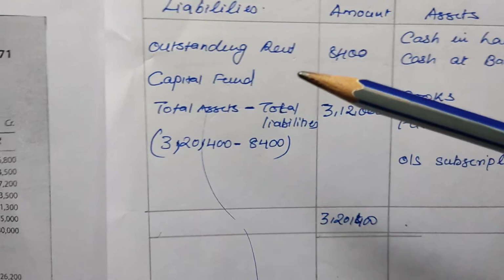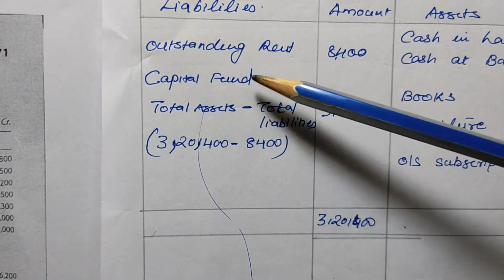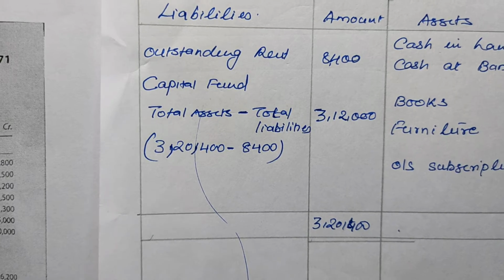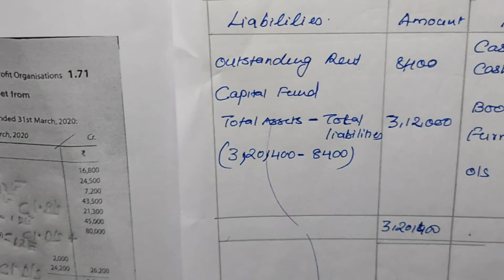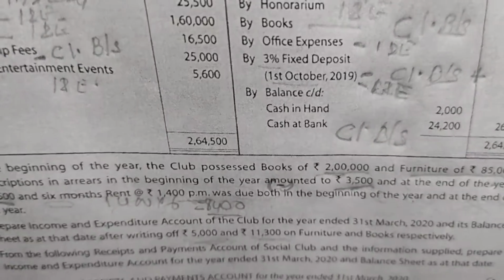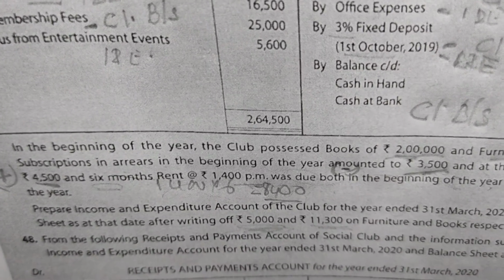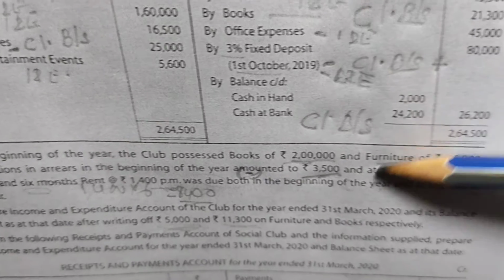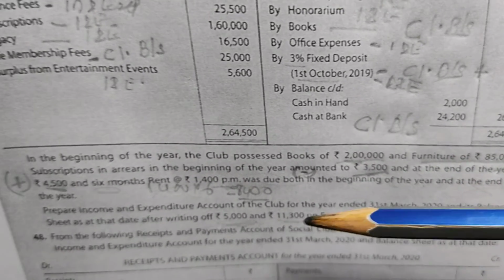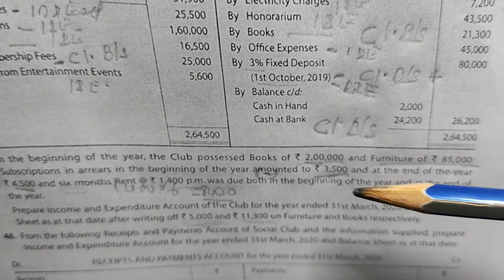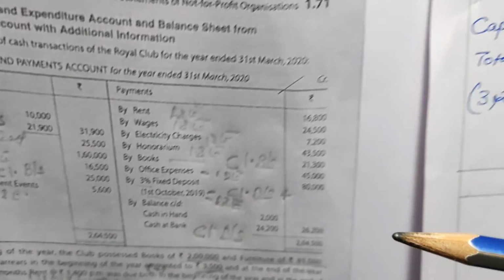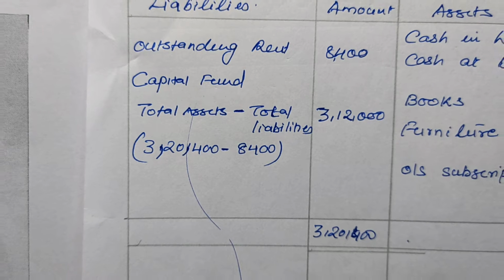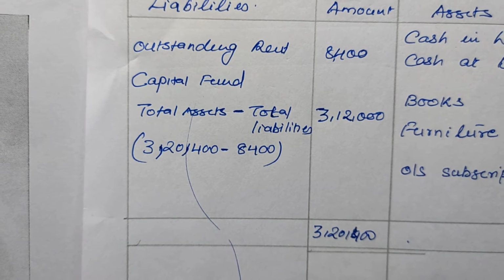Okay, on the liabilities side, what we used to write: outstanding expenses and advance income at the beginning of the year. Now let's see if any expenses are there. In outstanding expenses, 6-month rent is due, both at the beginning of the year and also at the end of the year. So the beginning-of-the-year outstanding will be written on the liabilities side. Outstanding expenses is a liability, outstanding income is your asset.